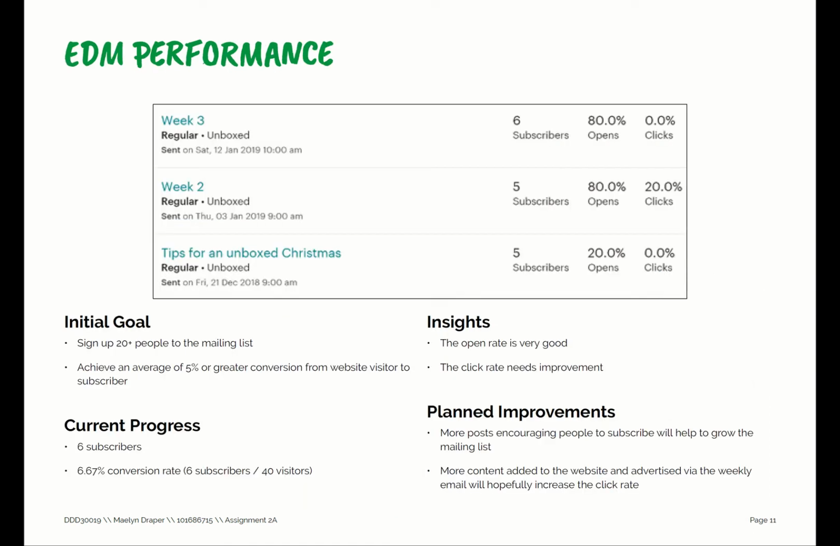Looking at my mailing list, so far I've sent out 3 emails, so 1 per week to my subscribers. My original goal was to sign up 20 people to the list, but so far I've only got 6. I do feel that the open rate of 80% is pretty good. It means my subject lines are causing people to click them, which is great.